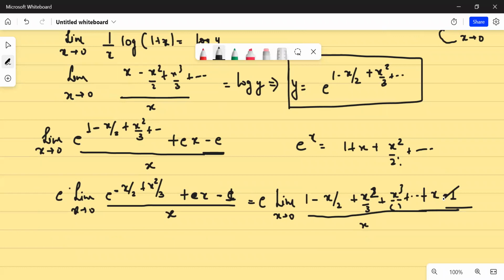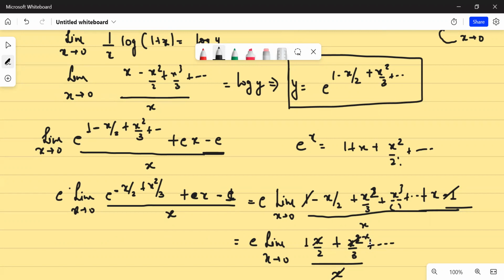Don't forget this. So 1 gets cancelled with 1. Minus x by 2 plus x. So it will become e, and I'll write limit x tends to 0. x minus x by 2 is simply x by 2. And then this is x squared by 3, and so on and so forth, and divided by x. And I know that if I cancel this up, this will be 1 by 2.